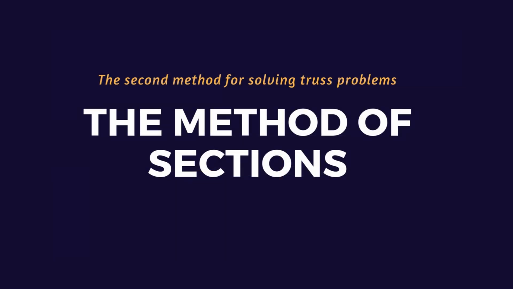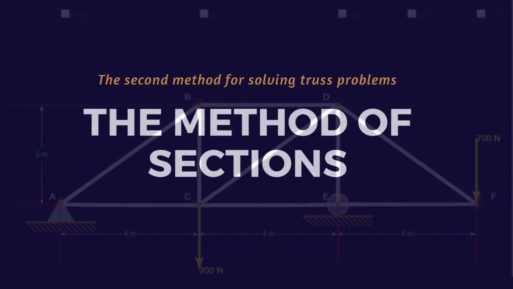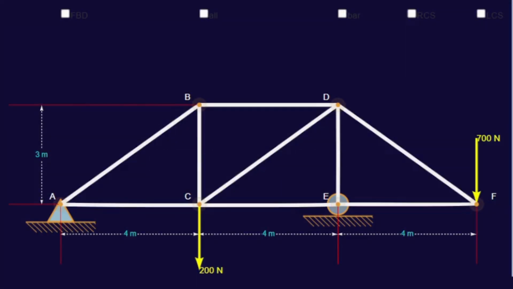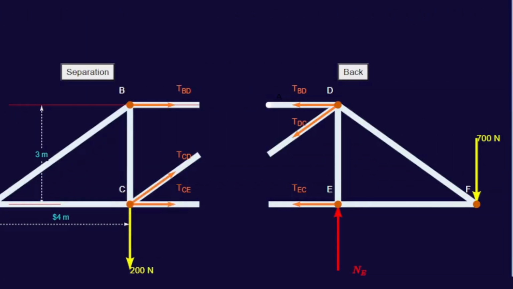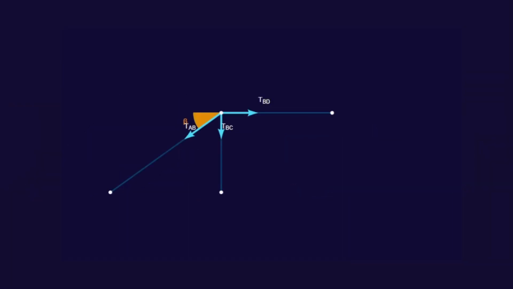The second method for solving truss problems: the method of sections. The method of sections states that if a truss is in equilibrium, then any section of the truss is also in equilibrium. Also, any joint is in equilibrium.